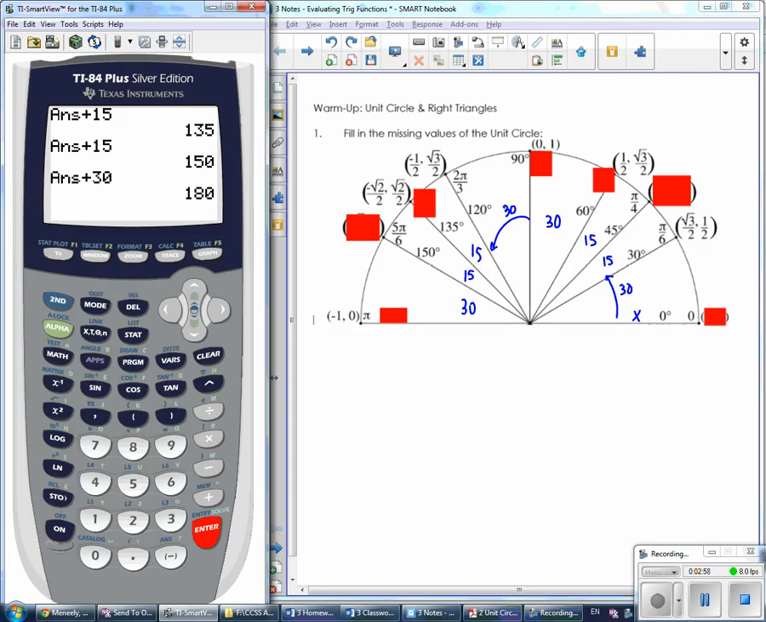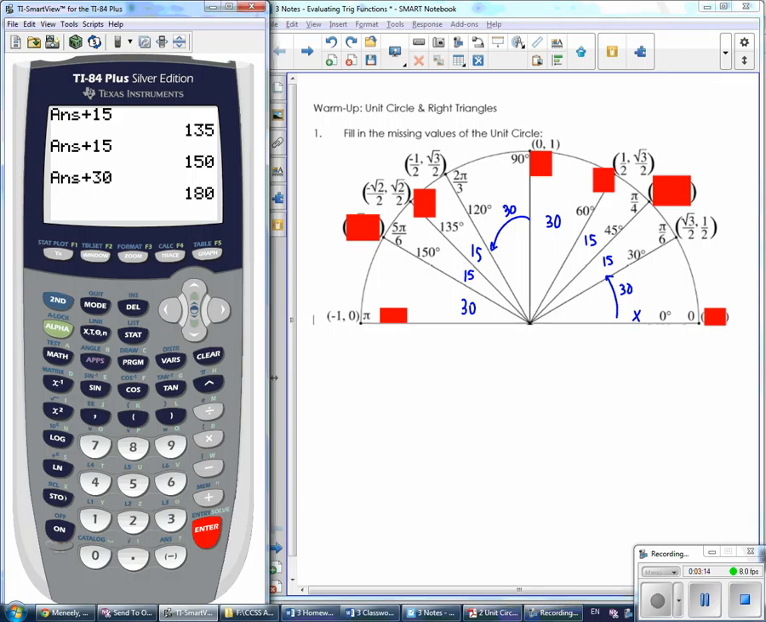And if you just do that, you can get all of the degree measures around the circle. So it's not really about memorizing the numbers, it's about understanding the patterns. And once you see the patterns, it's really easy to reconstruct the unit circle.